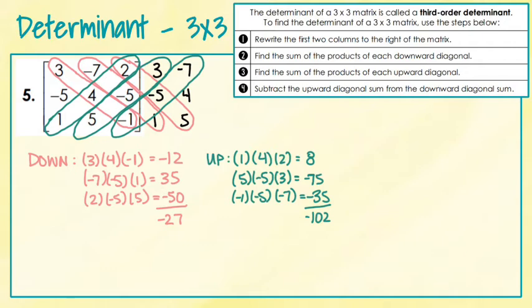Then, to find the determinant, we take the downward diagonals, -27, and we subtract the upward diagonals, so -102. And I'll just put it in parentheses because there's 2 negatives here. So -27 minus -102 is going to give us a determinant of 75. So your answer is 75.